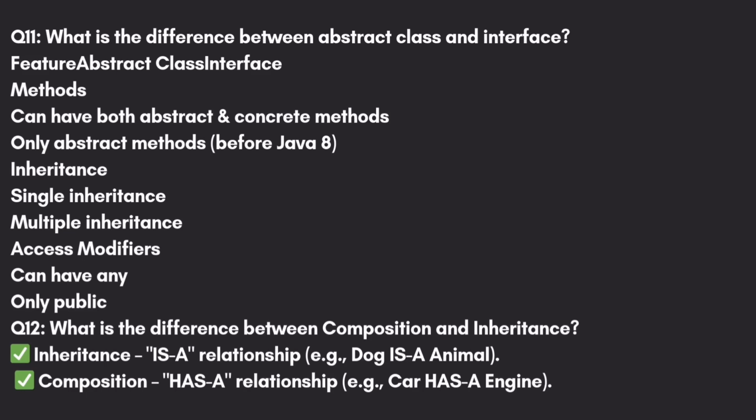Question number 12 is, what is the difference between composition and inheritance? Inheritance is an is-a relationship. Example, a dog is an animal. Composition is a has-a relationship, in which we have the example that a car has an engine. So you need to know what composition and inheritance are.